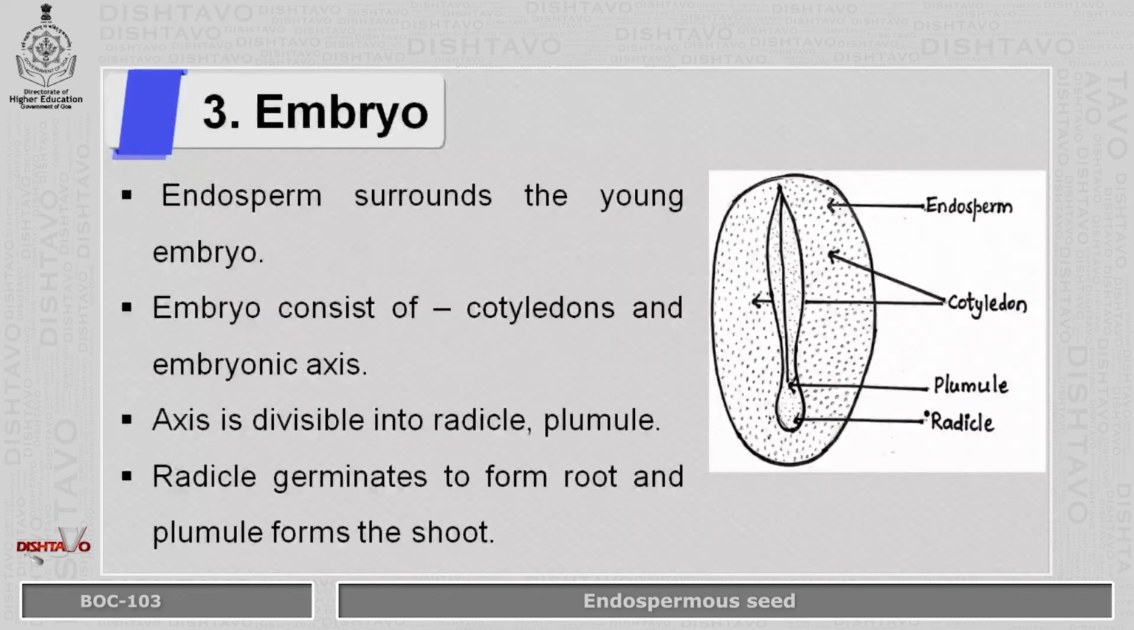The third region which makes the endospermous dicot seed is the embryo. The endosperm surrounds the young embryo. An embryo consists of two cotyledons in case of dicots, and it has an embryonic axis. This axis is divisible into radicle and plumule. The radicle region gives rise to the root, whereas the plumule region forms the shoot region.